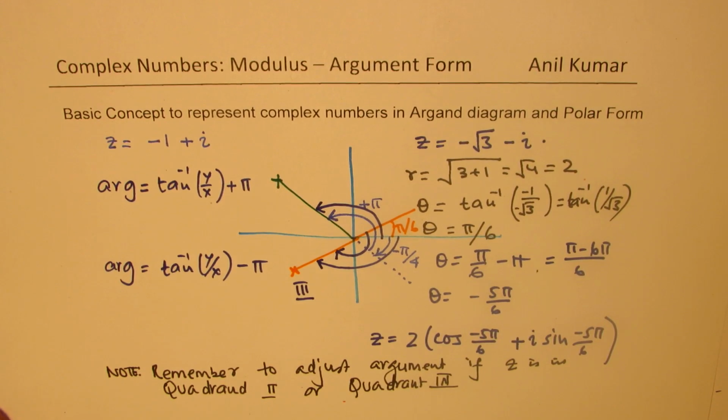So with that note, I think you understand completely how to write a complex number in modulus argument form. So we'll follow up with a few examples and a test question to give you a complete overview picture of this topic, and I hope that will surely help.